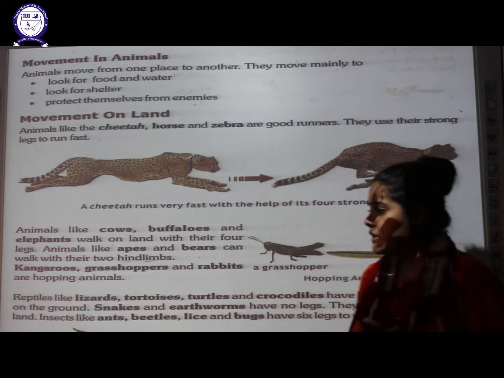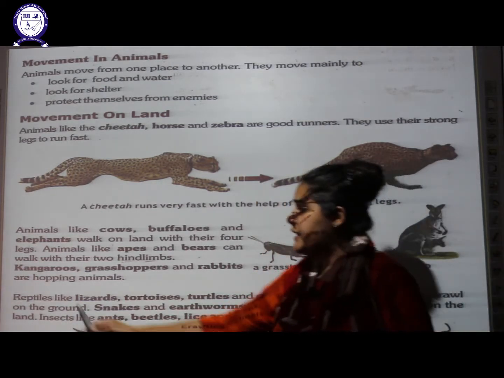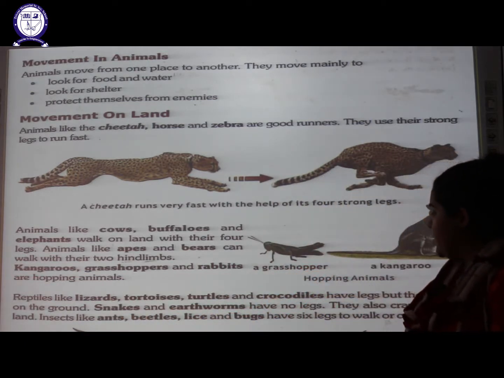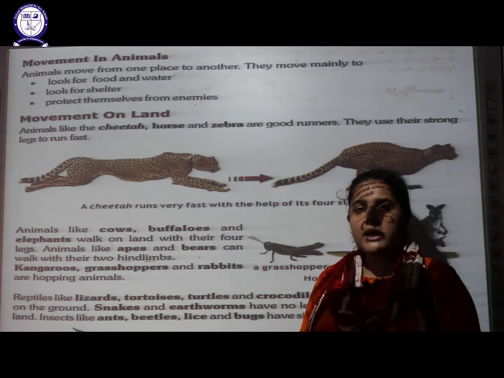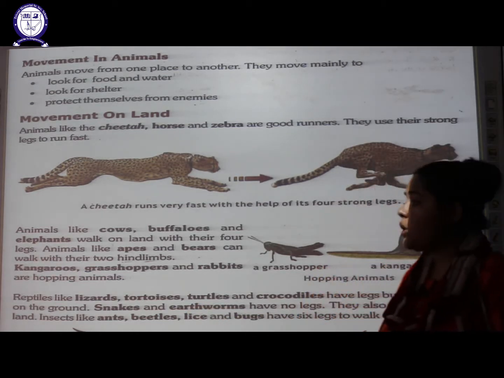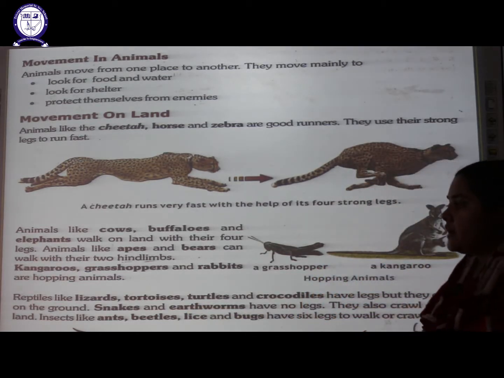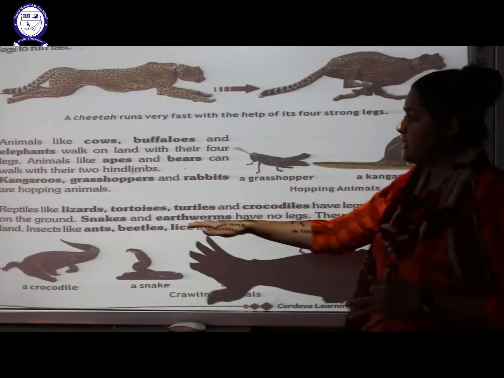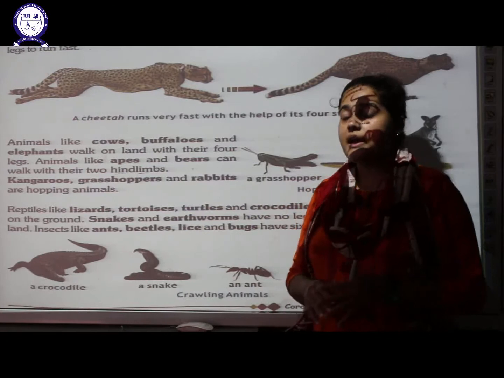Then the next set of examples here is the reptiles. Reptiles include lizards, tortoises, turtles and crocodiles. Though these animals have legs, they don't walk on the ground. They crawl on the ground. You can see here the crocodile. There are various reptiles which crawl on the land.